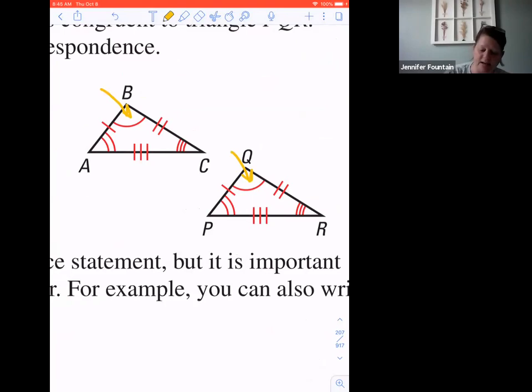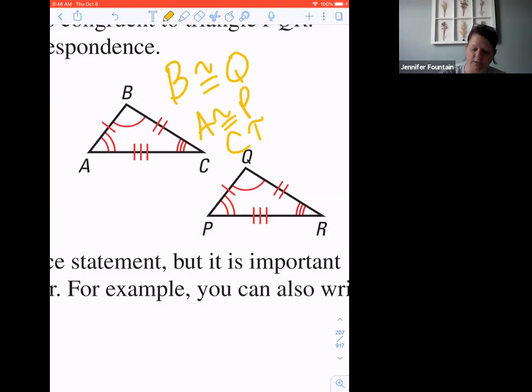So we can see that B is congruent to Q, A is congruent to P, and C is congruent, well, I'm writing pi, good grief, to R. Based on those marks, I can see that B and Q are congruent, A and P are congruent, and C and R are congruent. That's as far as our angles go.